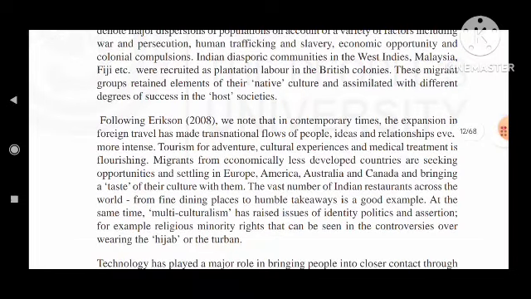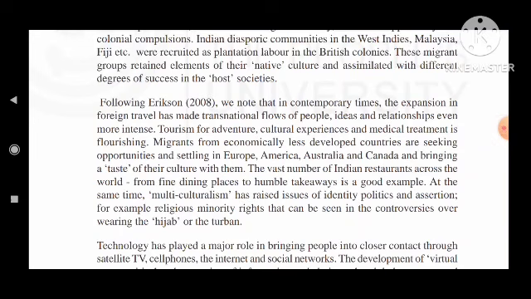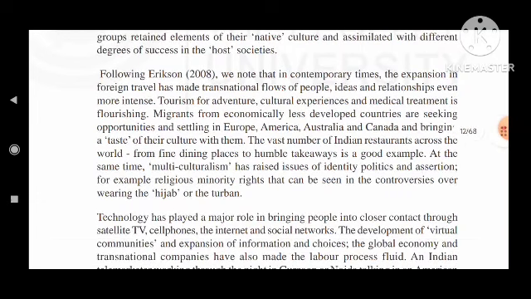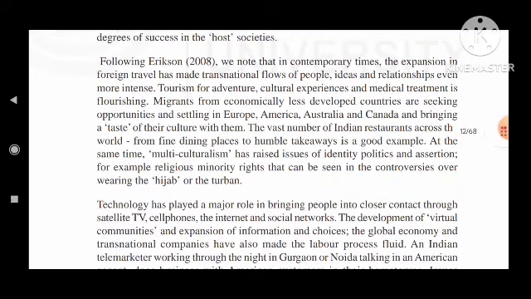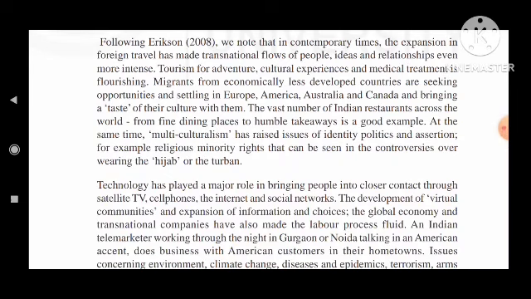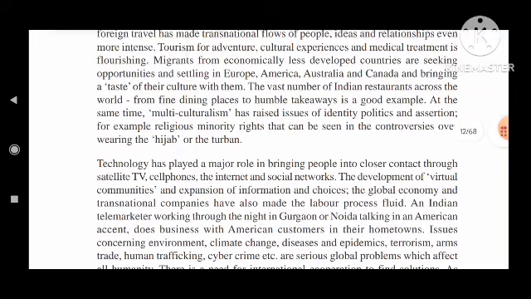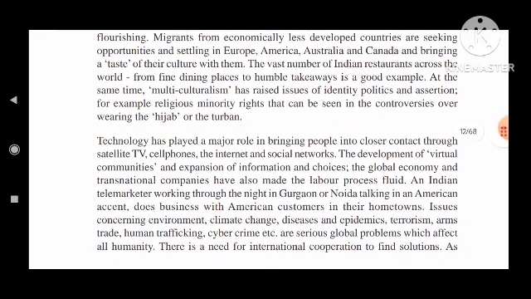Indian diasporic communities in the West Indies, Malaysia, Fiji, etc. were recruited as plantation labor in the British colonies. These migrant groups retained elements of their native culture and assimilated with different degrees of success in the host societies. Following Erickson 2008, we note that in contemporary times the expansion in foreign travel has made transnational flows of people, ideas and relationships even more intense. Tourism and adventure, cultural experiences and medical treatment are flourishing. Migrants from economically less developed countries are seeking opportunities and settling in Europe, America, Australia, Canada, bringing a taste of their culture with them.